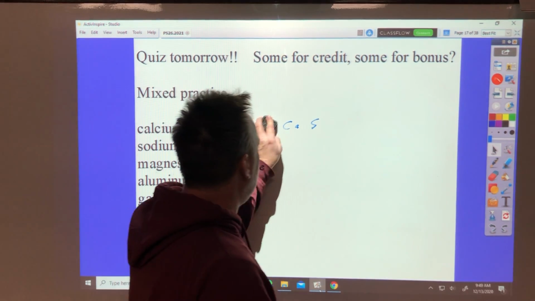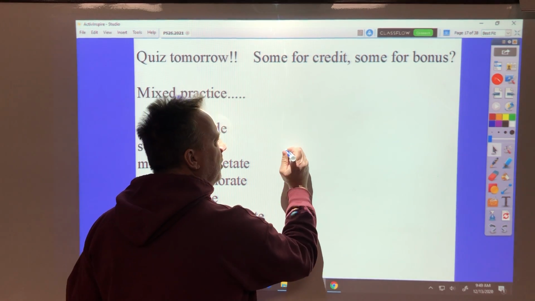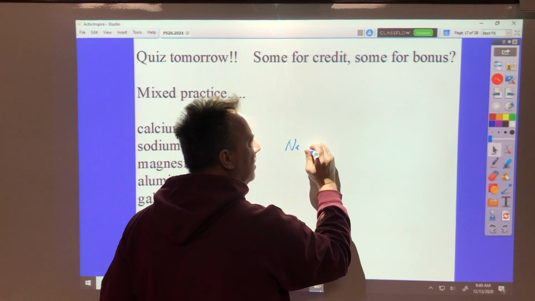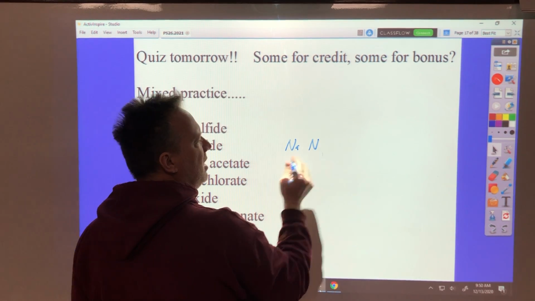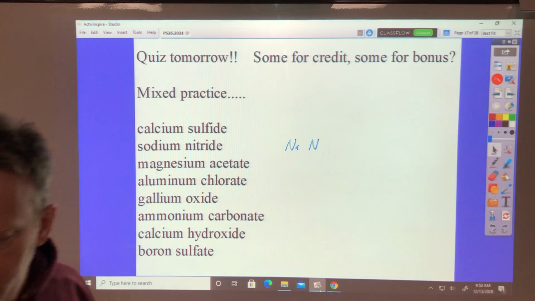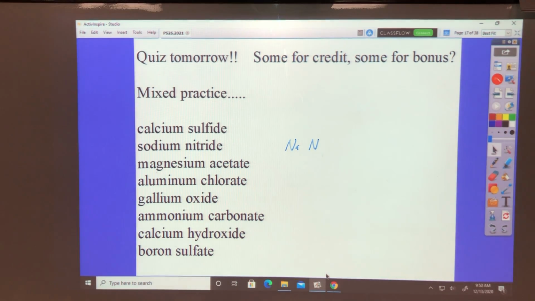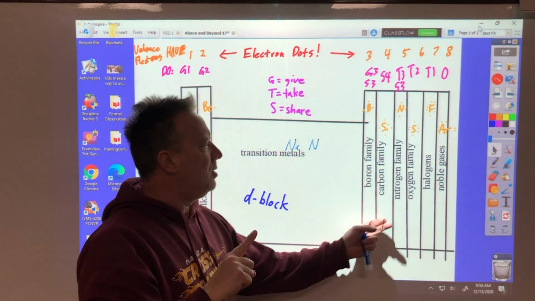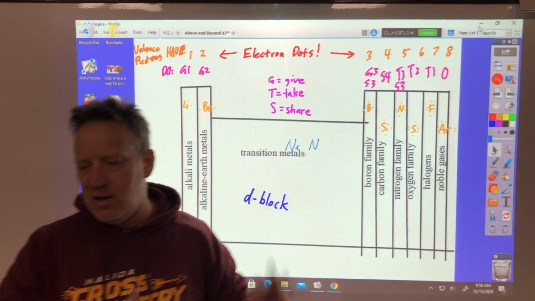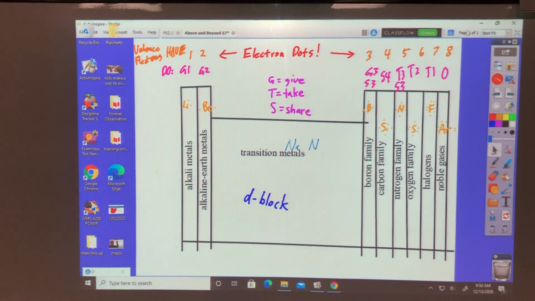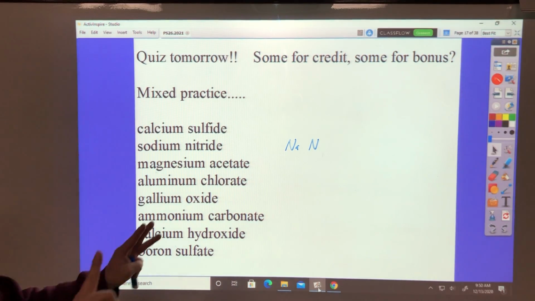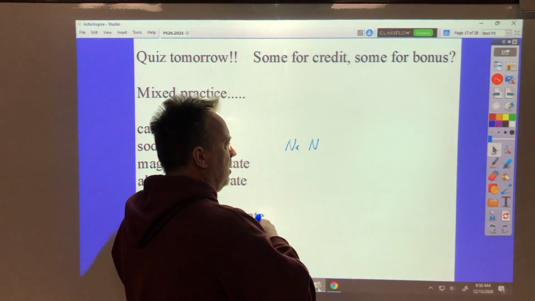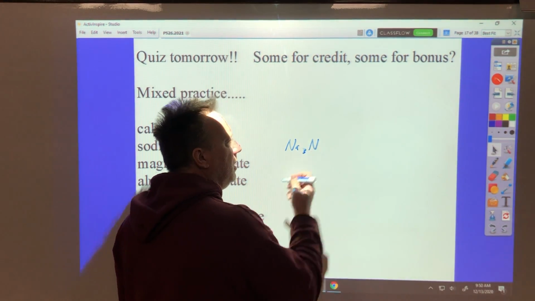Sodium nitride. Sodium is Na, it ends in "ide", so the only other thing in it is nitrogen. How many of each? Sodium's here, gives 1. Nitrogen's here, takes 3 valence electrons. That's not a match. How do you make it a match? Have a total of 3 sodiums. You need 3 Na.